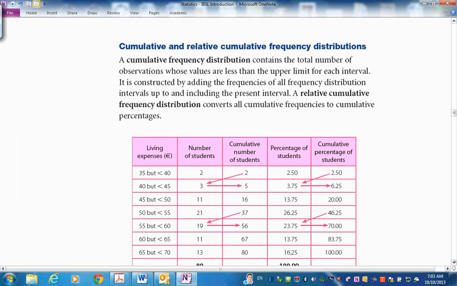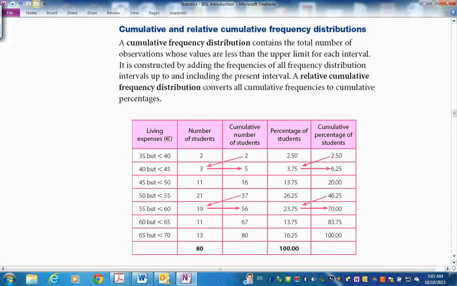The next thing that's quite handy is to work out where the set of data lies as you go through the groups. And this is called a cumulative, or relative cumulative frequency distribution or frequency diagram. So what it does, it actually accumulates all the scores up to the end of a group. Now, it contains the total number of observations whose values are less than the upper limit for each interval.